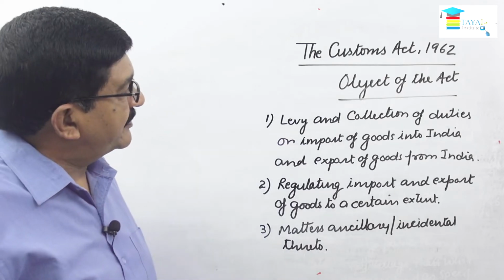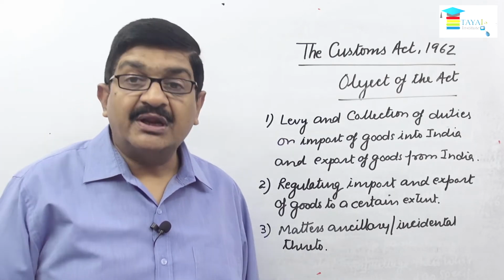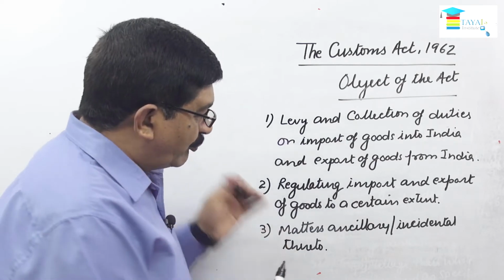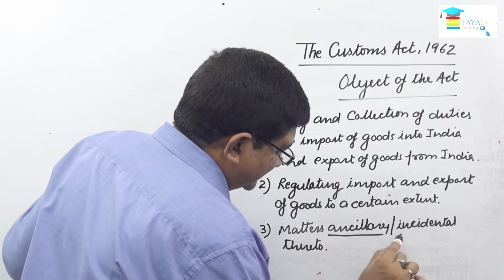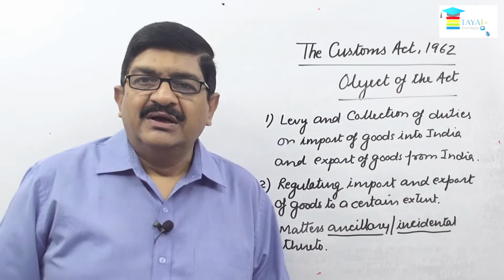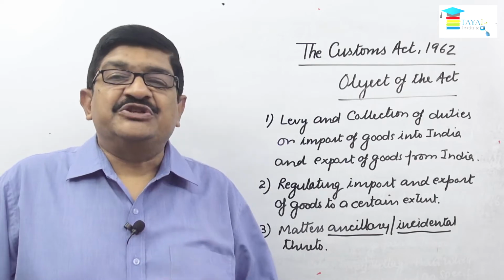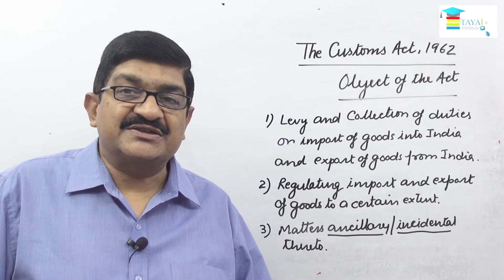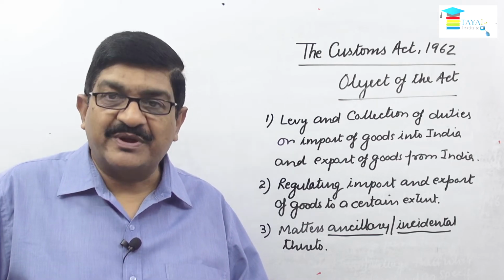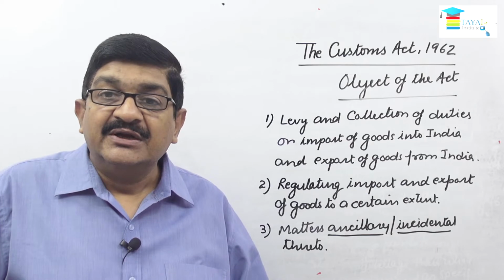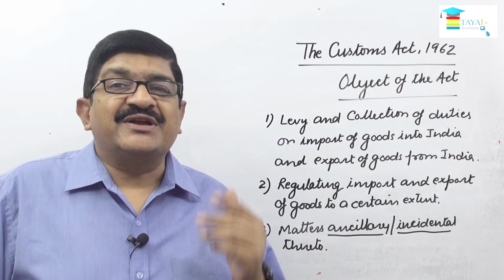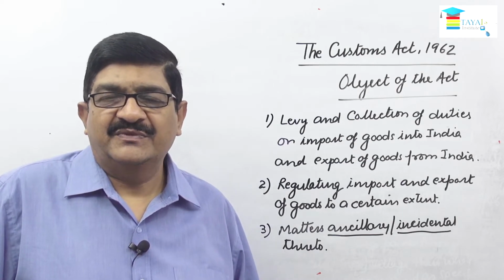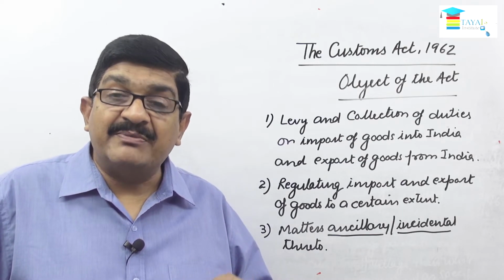So the threefold purposes of the act: number one, levy and collection of duty; number two, regulating import export; number three, matters ancillary or incidental thereto. Now, what is the meaning of ancillary and incidental? Ancillary means something absolutely essential, absolutely necessary. Without that, it will not be complete. For example, the assessment of duty, that is computation of the amount which is payable by way of duty or tax, cannot be determined unless valuation is done. Valuation is something ancillary, right? Incidental comes which may be there, may not be there.